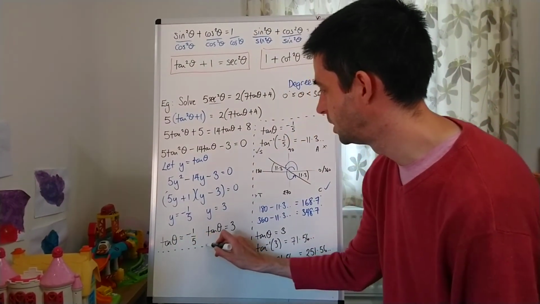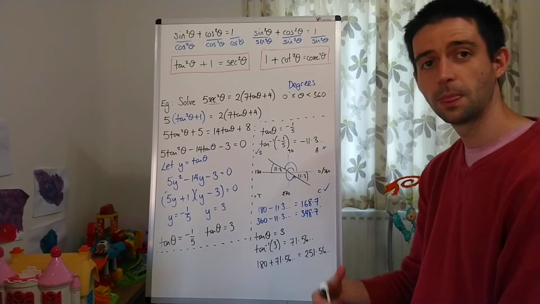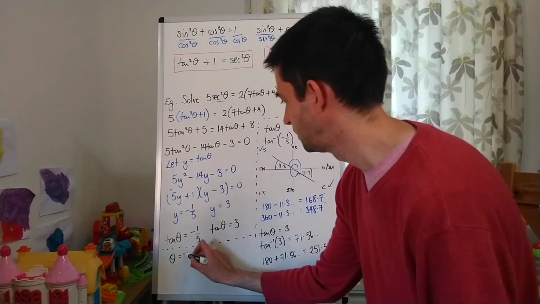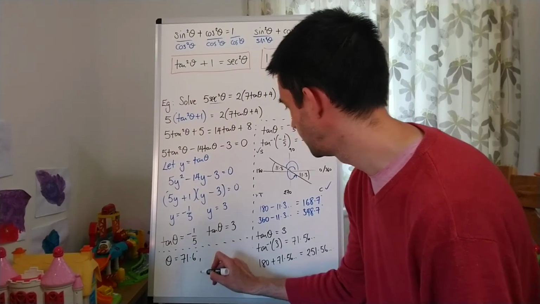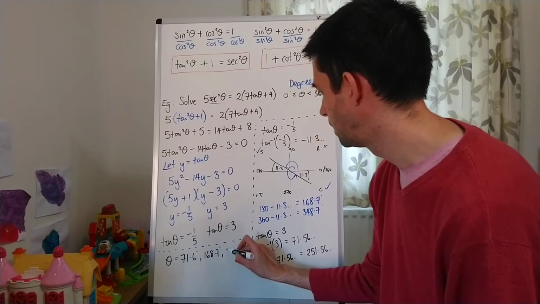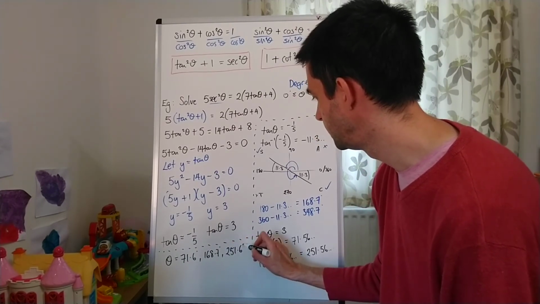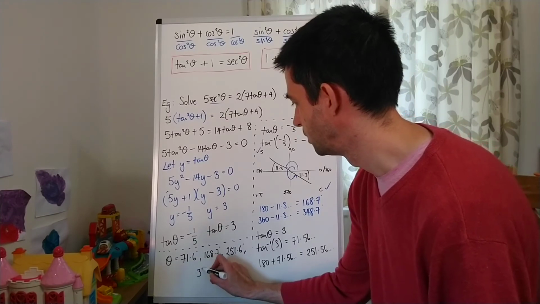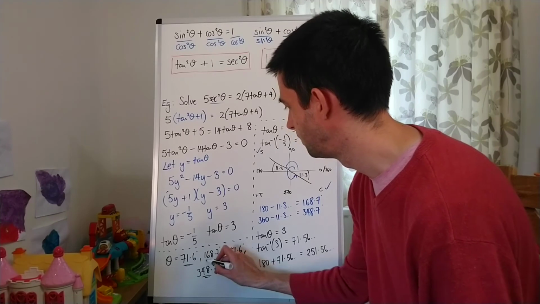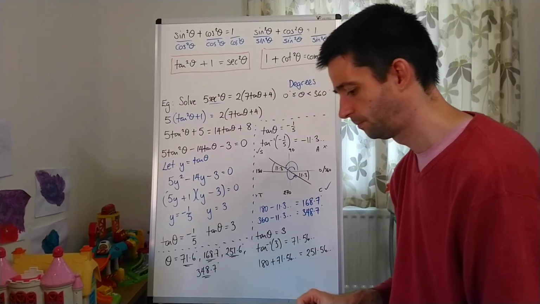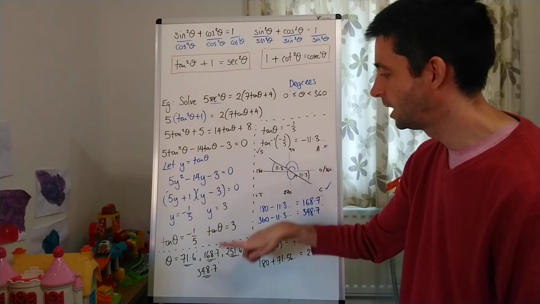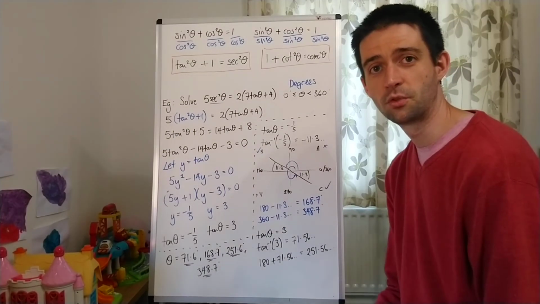Let's just take the time to tidy that up and present that nicely then. So 4 solutions for theta. Theta equals 71.6, that's to one decimal place, 168.7, 251.6, and 348.7. And those are my 4 solutions for theta, 2 of which came from tan theta equals -1/5, and 2 of which came from tan theta equals 3.